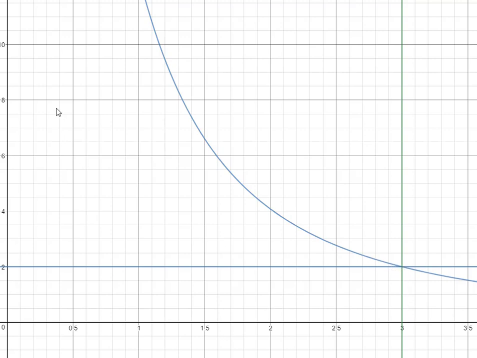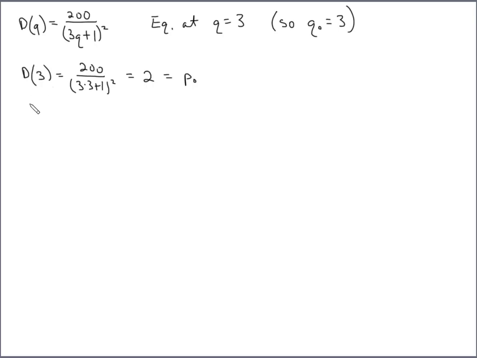So consumer surplus, this area here, so let's plug that into our formula. The consumer surplus should be the integral from 0 to 3 of the demand function, this, minus the equilibrium price, 2, and this is all with respect to Q.